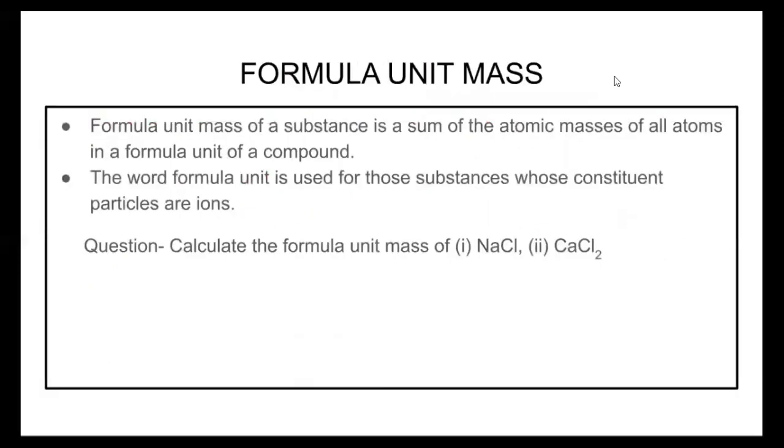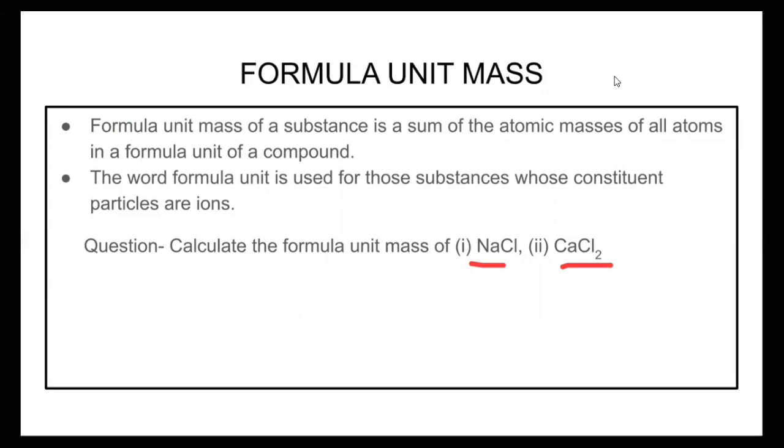Formula unit mass. Formula unit mass of a substance is the sum of the atomic masses of all the atoms in a formula unit of a compound. Now, formula unit, this word is used for ionic compounds. So, when we consider NaCl, CaCl2, these are all ionic compounds. So, when we calculate the molecular mass of these, we call it formula unit mass.